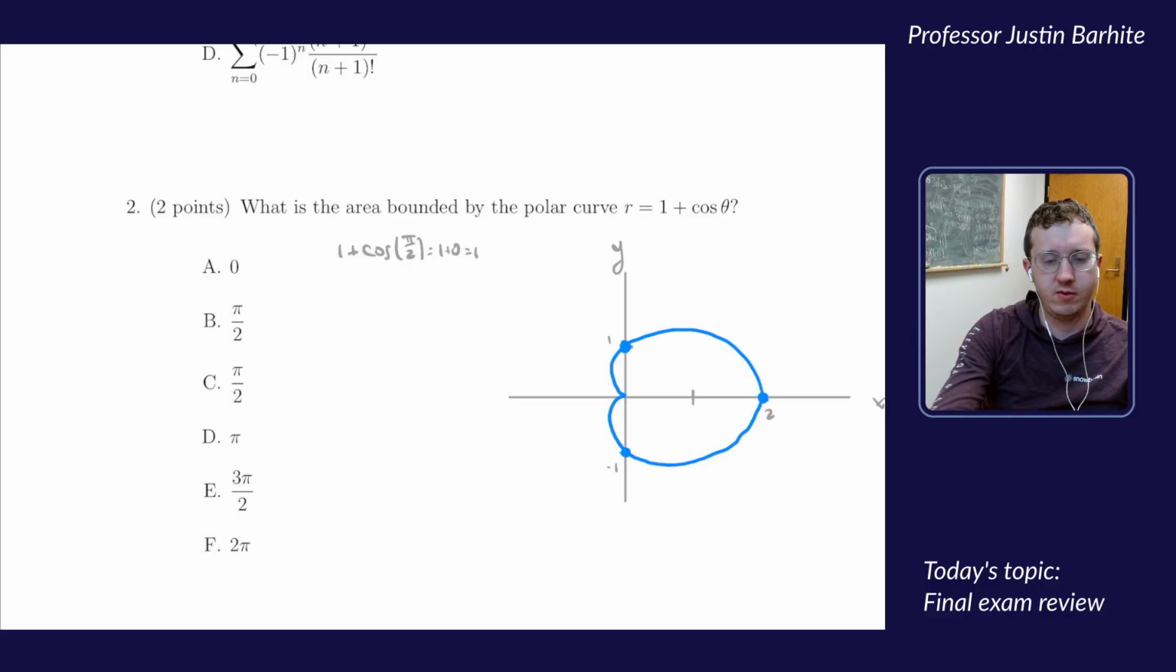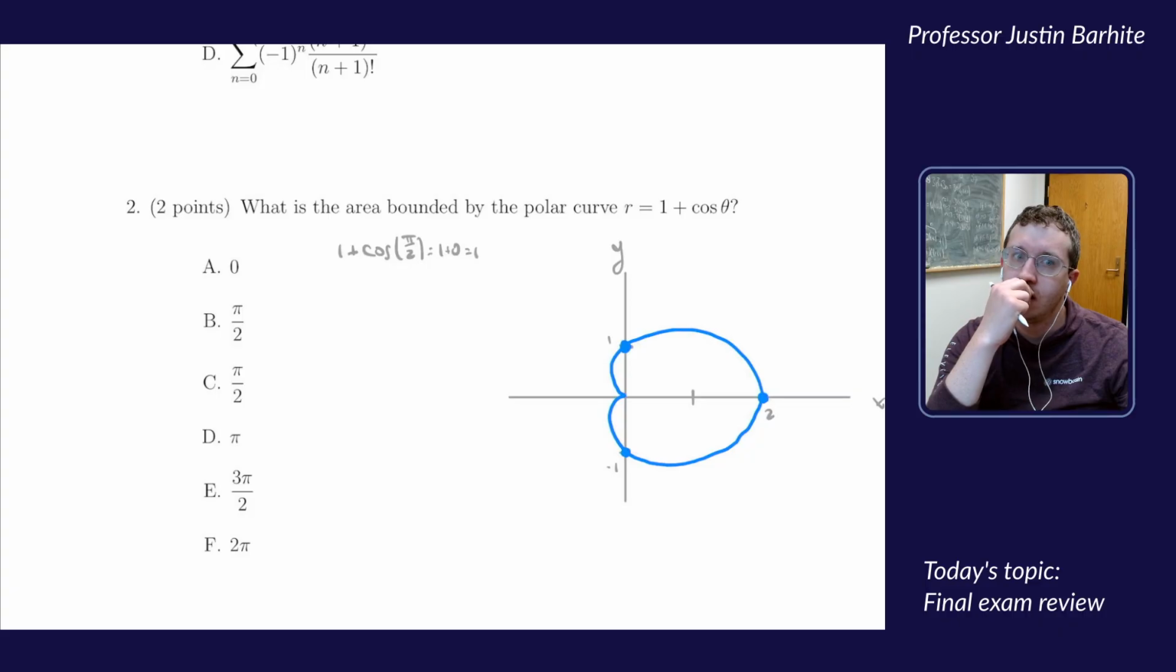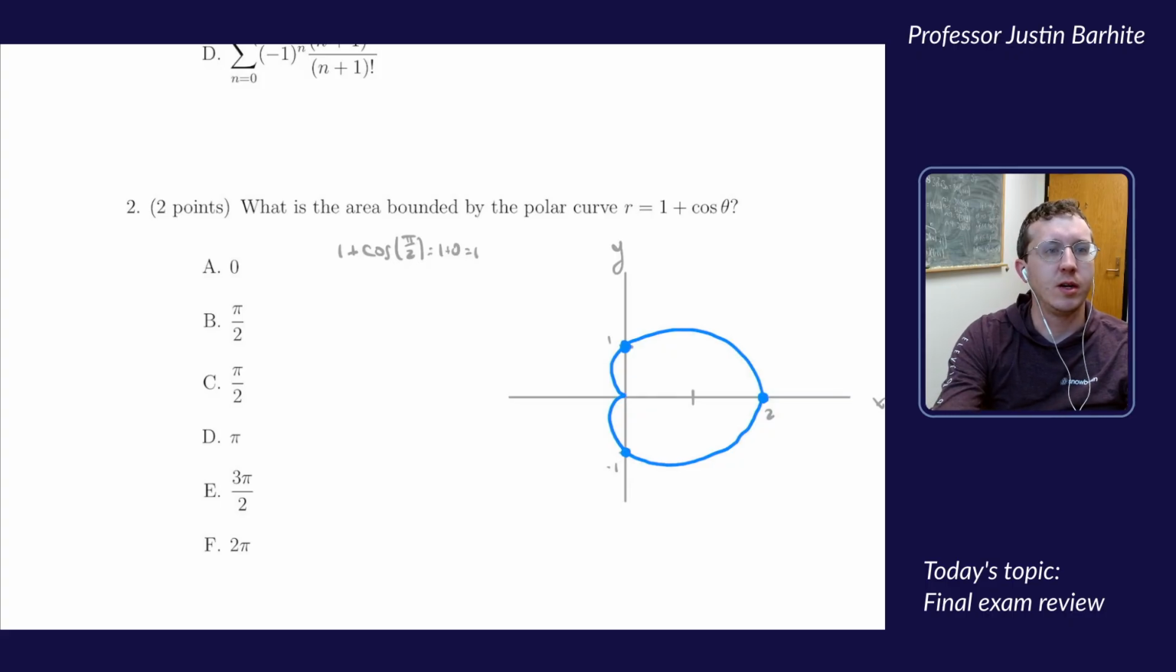Does it have to be sine theta? No. Oh, you don't have the 1 plus, right? Is it just r equals cosine theta? Yeah, that's how you get a circle.